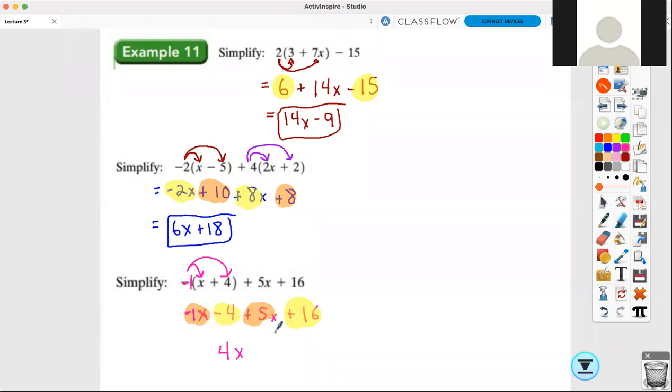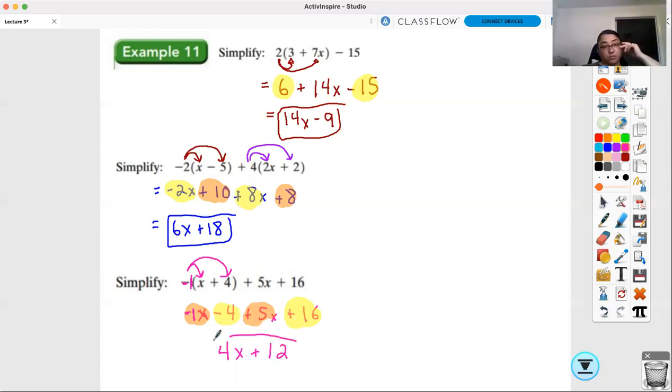You see that? Okay. Now let's look at the numbers. Negative 4 plus 16. You owe me 4, but you have 16. After you pay me the 4, you have how much left? 12. And we're done.